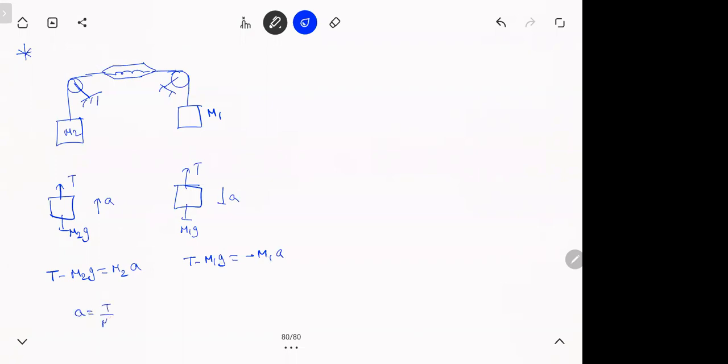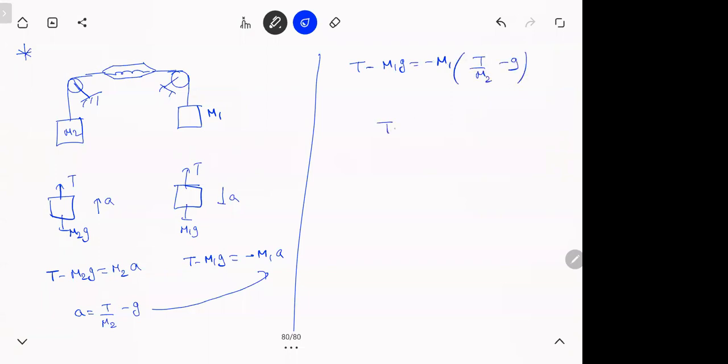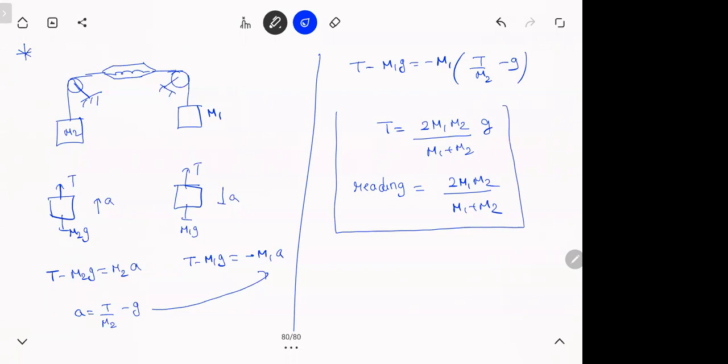So A will be T by M2 minus G. Take it and put it here. So when you do that, sorry, not there. Put it here. That will be T minus M1G is minus M1 times T by M2 minus G. You can simplify this, then you end up with 2 M1 M2 by M1 M2 G. So what will be the reading? T by G, no? So the reading will be 2 M1 M2 by M1 plus M2. So next time when you see a question like this, you can directly use this formula to get the answer.